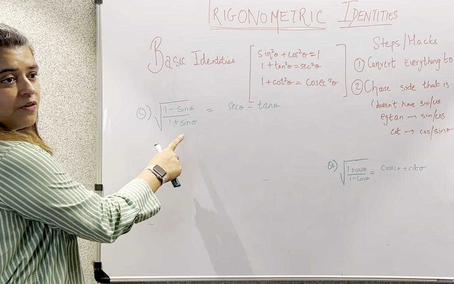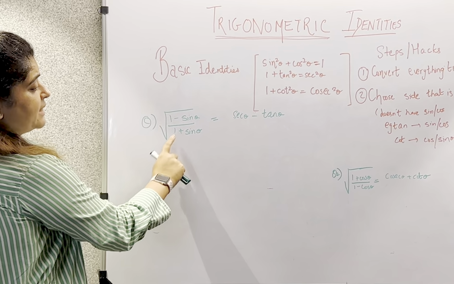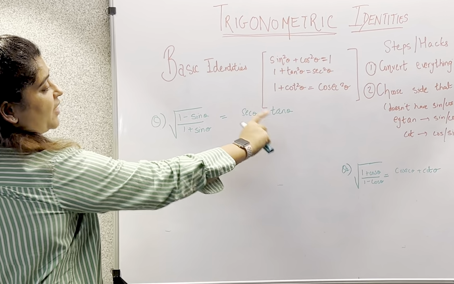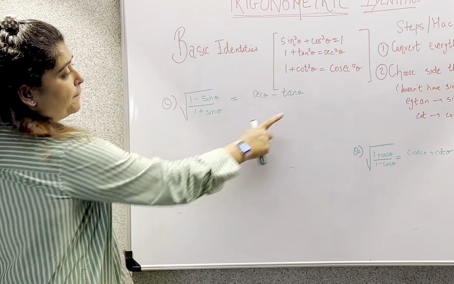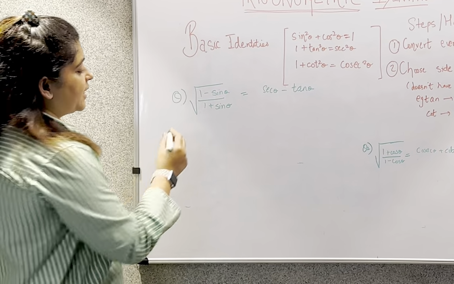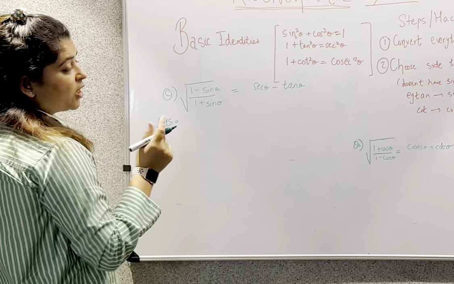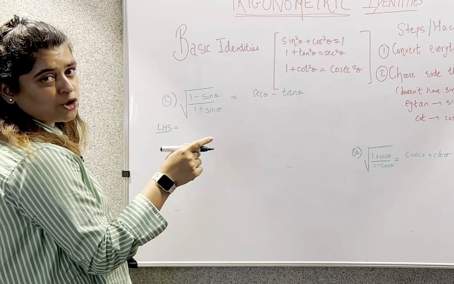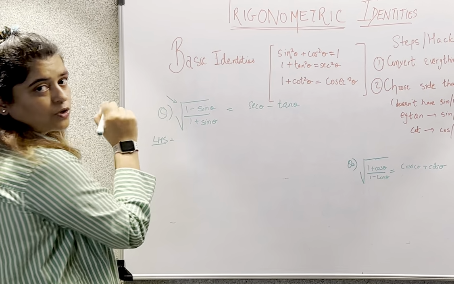Now, my question over here is the square root of 1 plus sine theta over 1 minus sine theta, which has to be proved as this. Now, the first thing, this seems to be more complex than the right hand side. So, let's start solving the left hand side together. I'll write LHS. What will be my first step? My first step will be rationalization over here. Now, why rationalization? So that I can get rid of the square root.